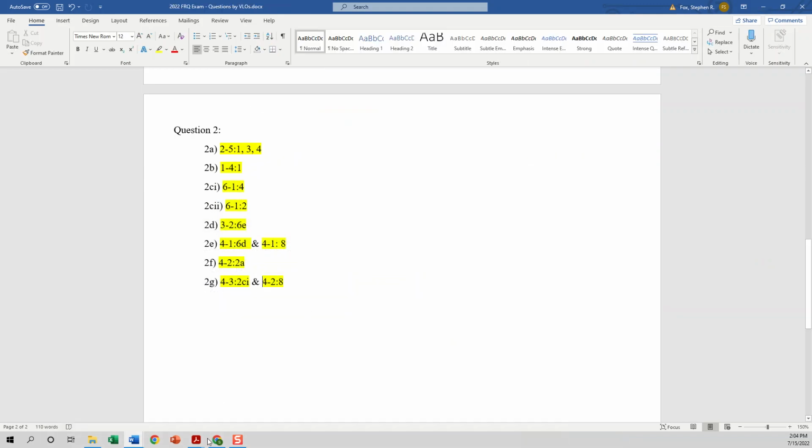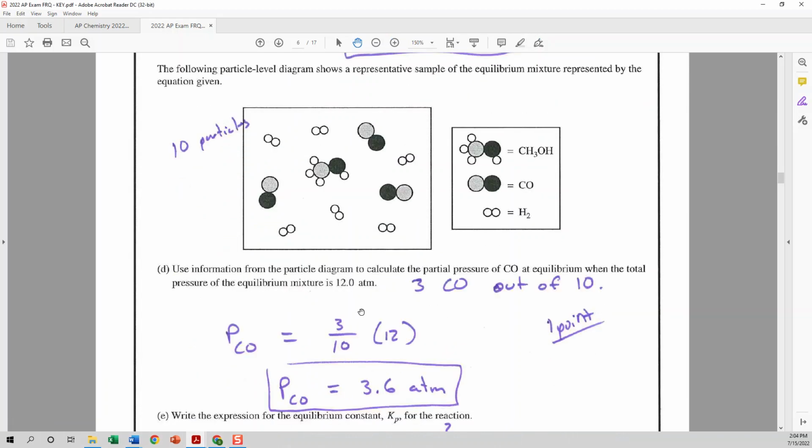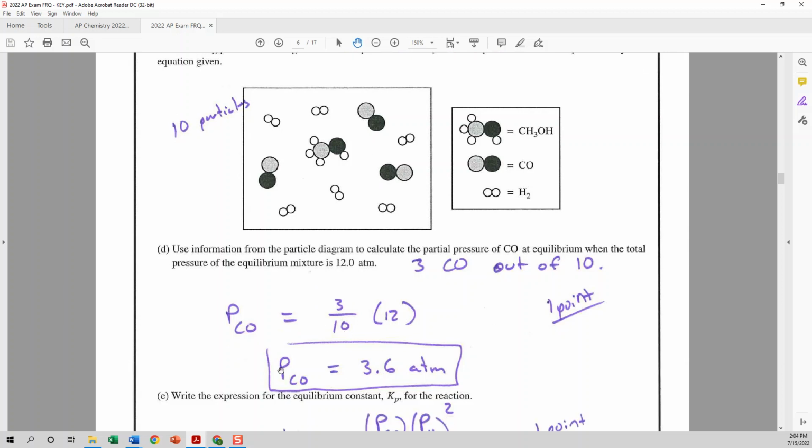So we'll go to the test. So all you have to do is mole fraction times the total pressure. So 3/10, 3 particles were carbon monoxide and a total of 10 particles. So 3/10 times 12, we get the partial pressure of carbon monoxide is 3.6 atmospheres. So that means if they wanted the partial pressure for the methanol, you would just do 1/10 times 12. And if they wanted the partial pressure for hydrogen, you could do 1, 2, 3, 4, 5, 6, 6/10 times 12.